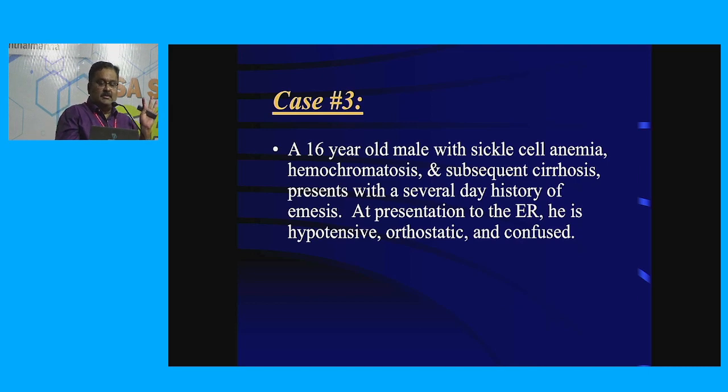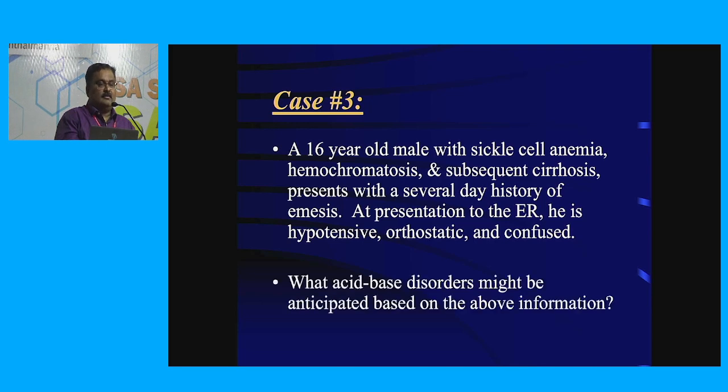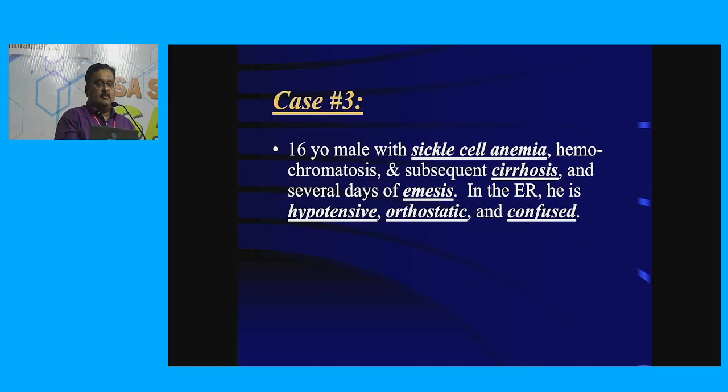So next we come to case number 3, 6 minutes. A 16-year-old male with sickle cell anemia, hemochromatosis, cirrhosis, presents with a several-day history of vomiting. At presentation, the patient is hypotensive, orthostatic, and confused. From this history, what all acid-base disorders can you anticipate? Vomiting is there, so a metabolic alkalosis component may be there. Very good. Hypotension is there, so maybe lactic acidosis. Very good.